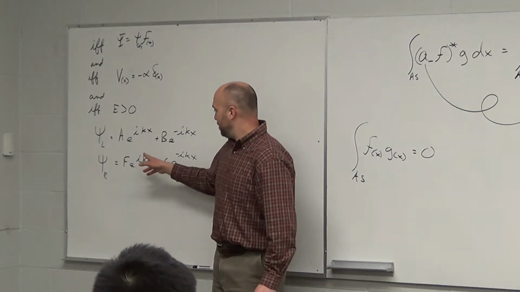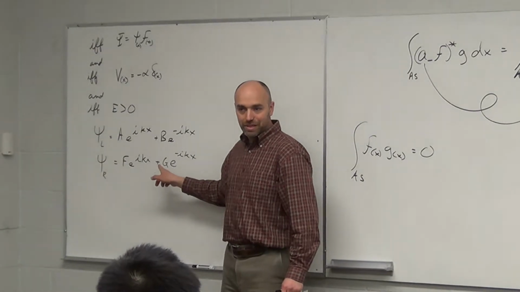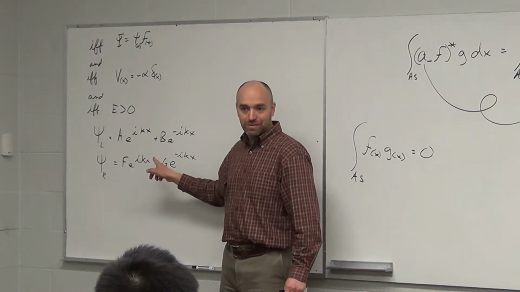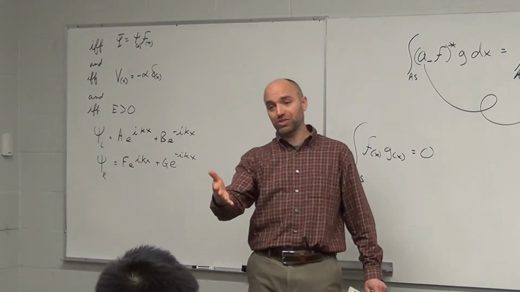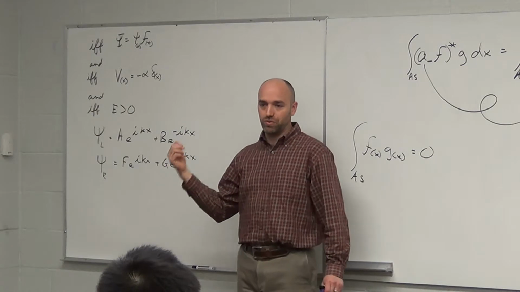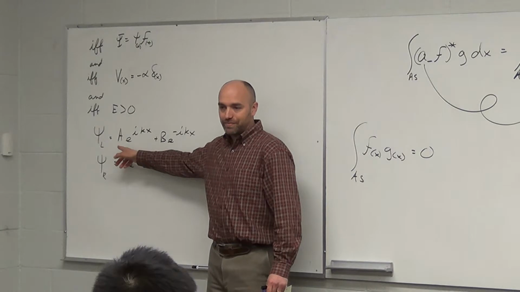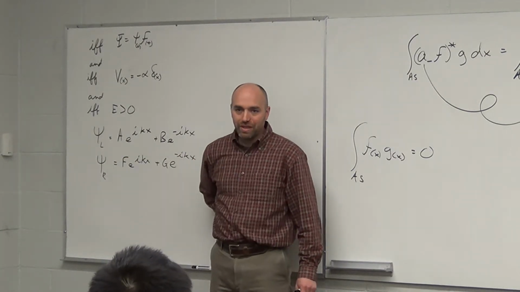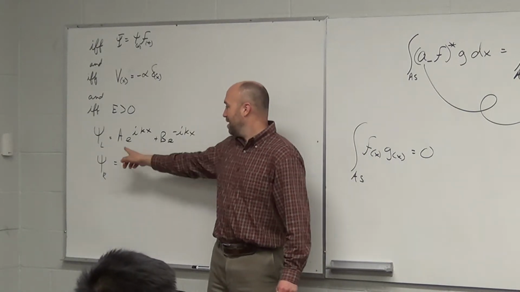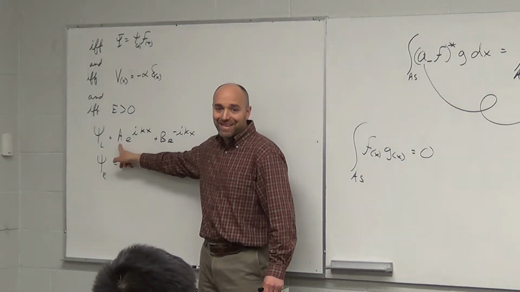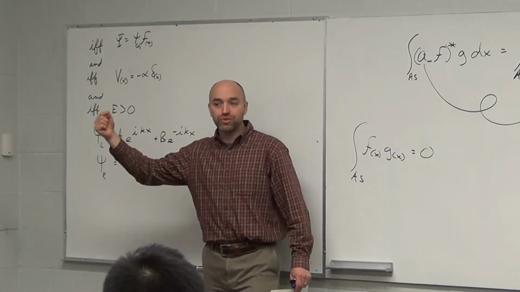And what are these A, B, F, and G things? What do they represent? Yes, you're correct. In a normal situation, there would be normalization constants. But we can't normalize this, so they're not that. Incident and reflection. What are the incident and the reflection? A represents the amplitude of the incident wave if you shoot it from the left side.